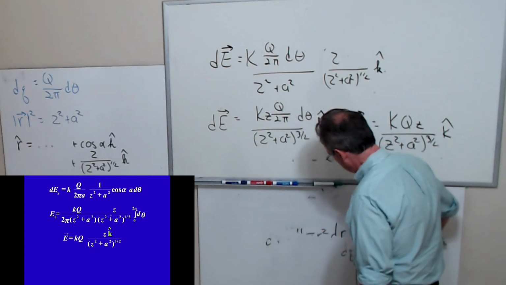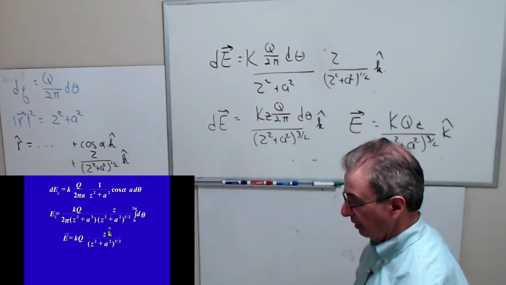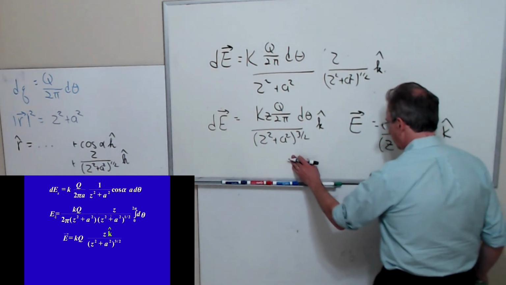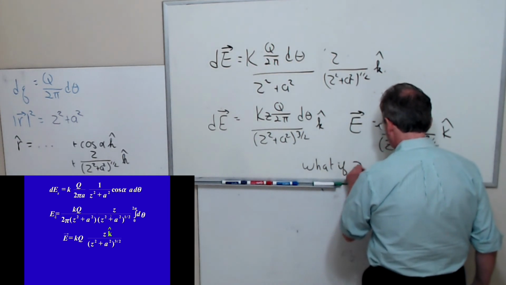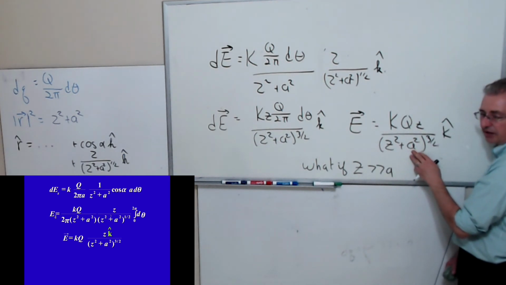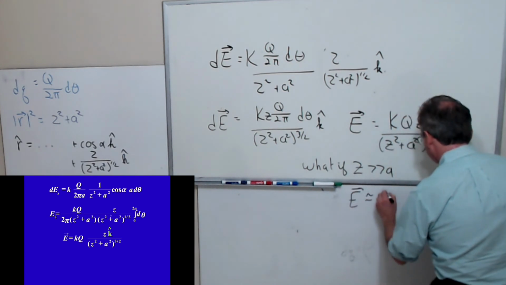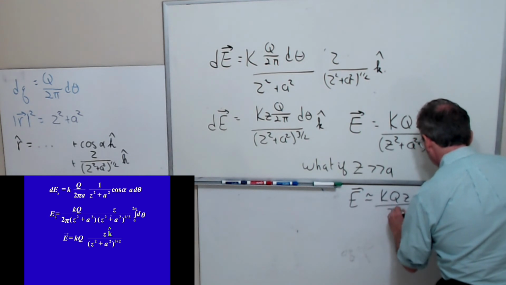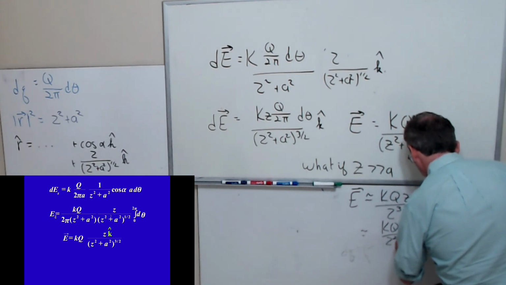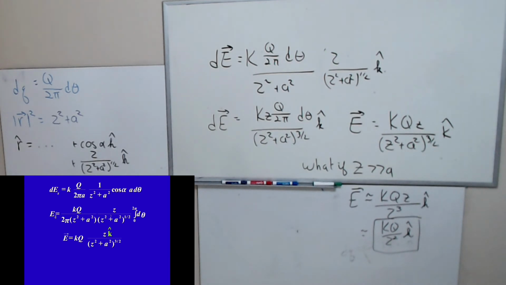If you were really far away from that ring, what would it look like? A point charge. Yeah, it looks like a point charge, right? So what if z is big? If z is much, much bigger than a, then I can ignore the a, right? So I get the field due to a point charge. Okay, so when you're far away, it looks like a point charge.